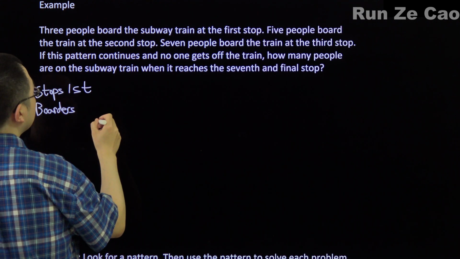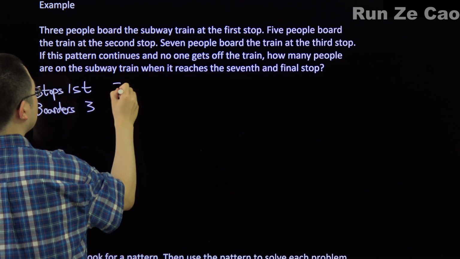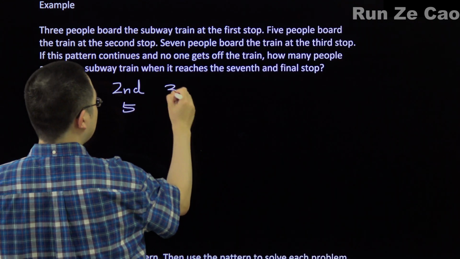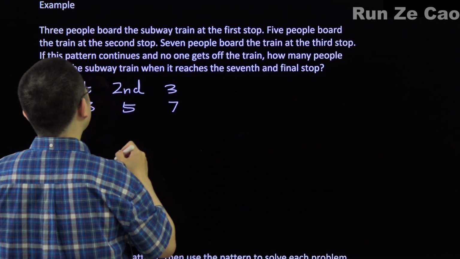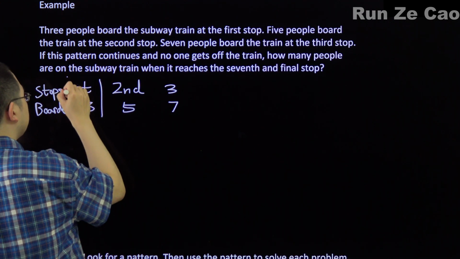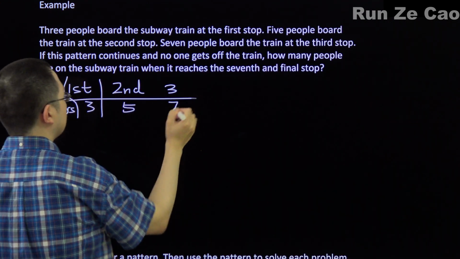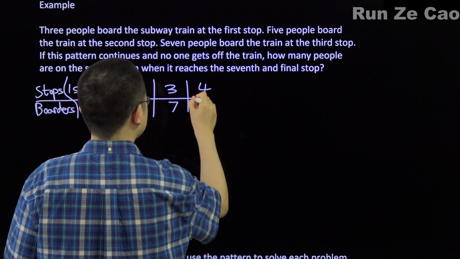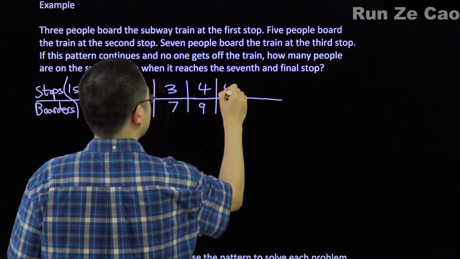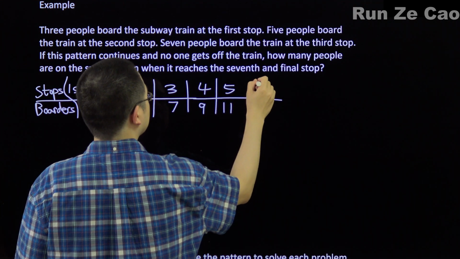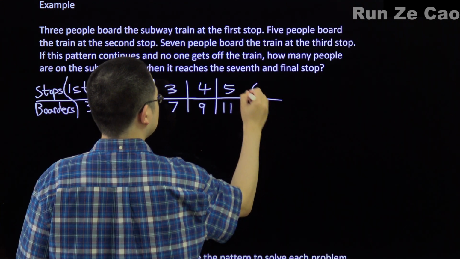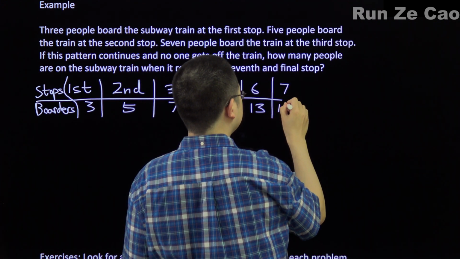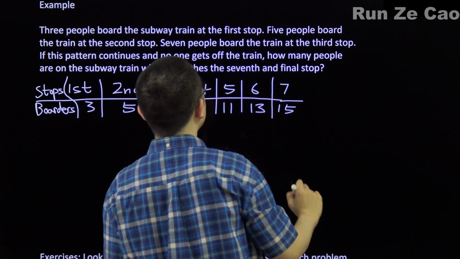The first stop, 3 people board. Second stop, 5 people board. Third stop, 7 people board. Fourth stop, 9 people. Fifth stop, 11 people. Sixth stop, 13 people. And seventh stop, 15 people board.